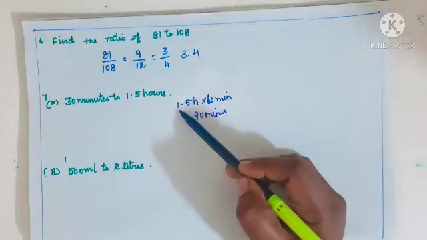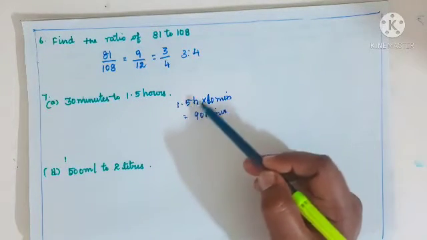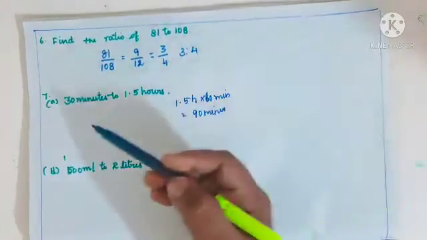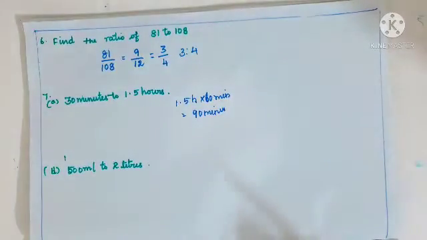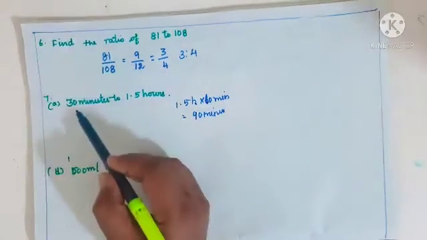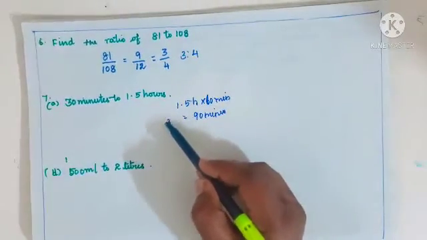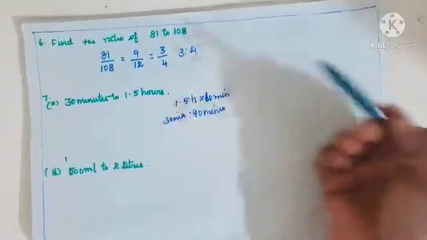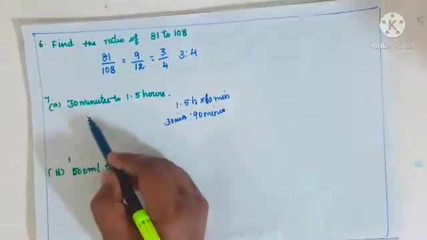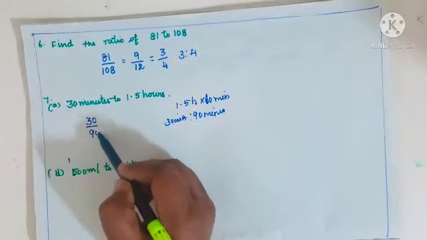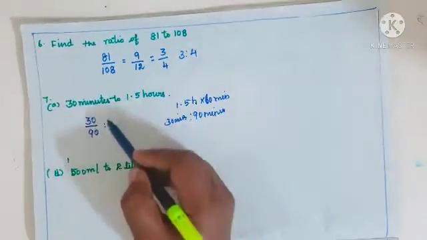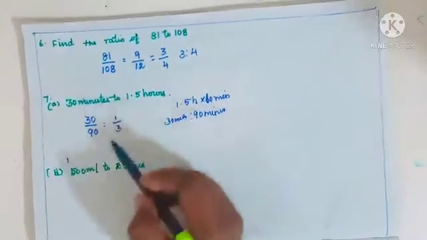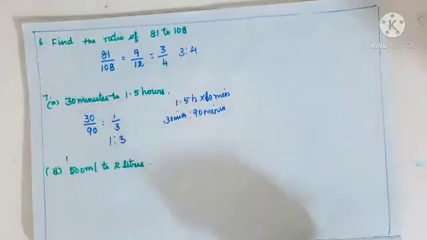Okay. 1 hour means 60 minutes. It's half of 1 hour, becomes 30. 60 plus 30 is 90 minutes. Okay, fine. So now what you have to do? You can compare 30 minutes with 90 minutes. You can compare both of the things. Okay. 30 is to 90. So that becomes 30 divided by 90. So cancel the zeros. You get 1 3 is 3 and 3 3s are 9. So the ratio is 1:3.